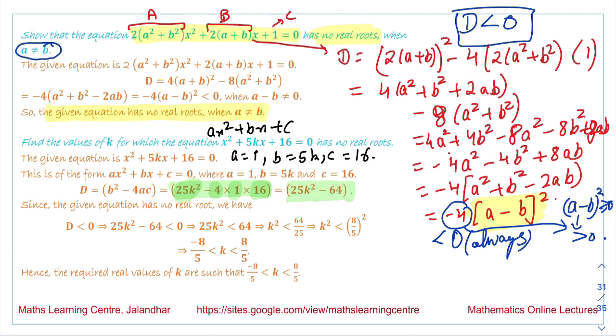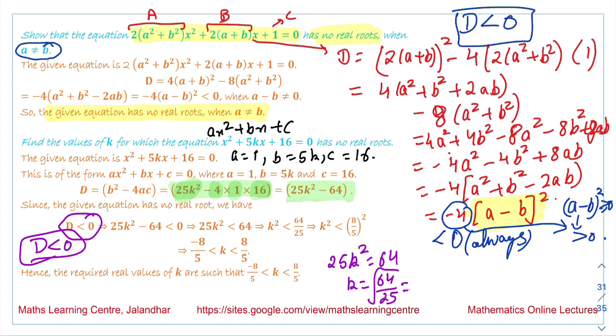Now we are saying that the value of d should be less than 0. We are interested in those values of k for which d is less than 0. So we solve this equation: 25k square is equal to 64. We get k is equal to square root of 64 by 25, so it is plus minus 8 by 5. We are getting this value, that k should be plus minus 8 by 5.